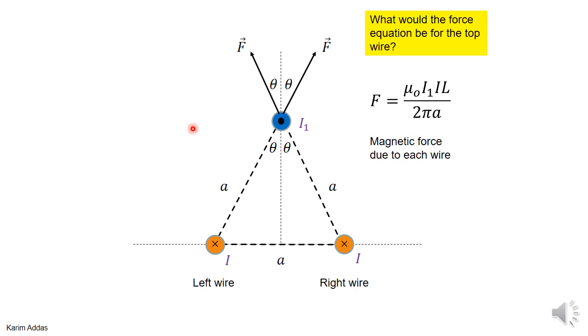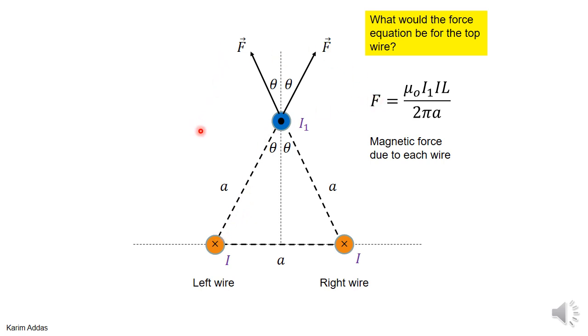Then, what would the equation of motion be for this wire? It's fixed in space, it's not moving. What would the equation be? Apply Newton's law to this wire with zero acceleration. It's just fixed there in equilibrium. So these are the two forces acting on it, and the value of each one of these forces is mu naught I1 I times the length of the wire over 2 pi a, where a is the distance between the two wires. So this is the magnitude of one of these.